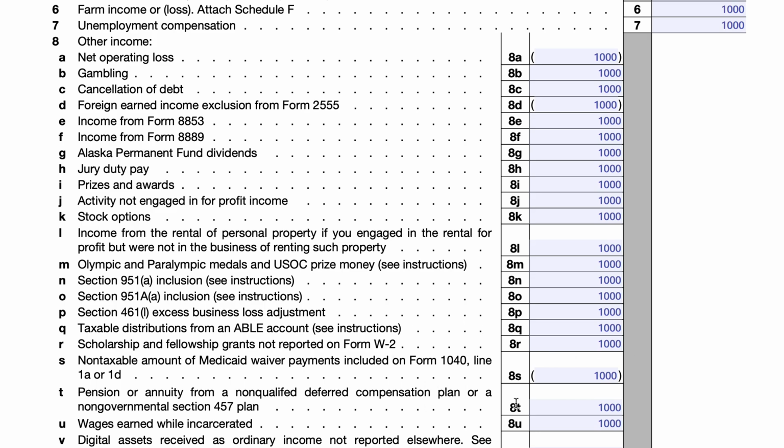Line 8S would be the non-taxable amount of Medicaid waiver payments that were included on your Form 1040. This is a negative adjustment. This would be reported to you by the IRS on your W-2 form in box 12 with the code II, so like a double I, or looks like maybe Roman numeral 2, depending on how your form is typed out. So you would put that information here.